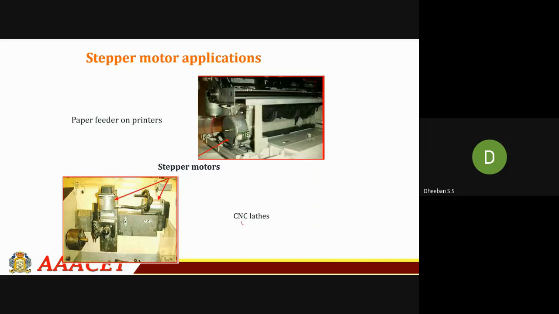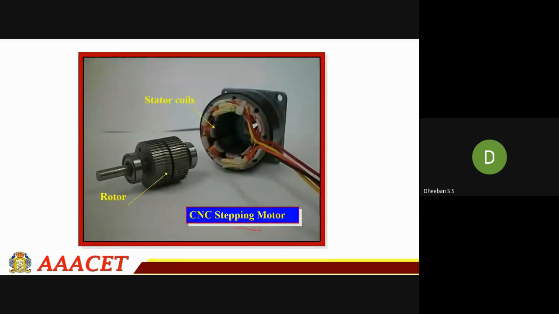Next, CNC lathes make use of them. After that, in paper feeding they also use them. So this is a CNC stepping motor. Here you can see the rotor, and these are the stator coils.